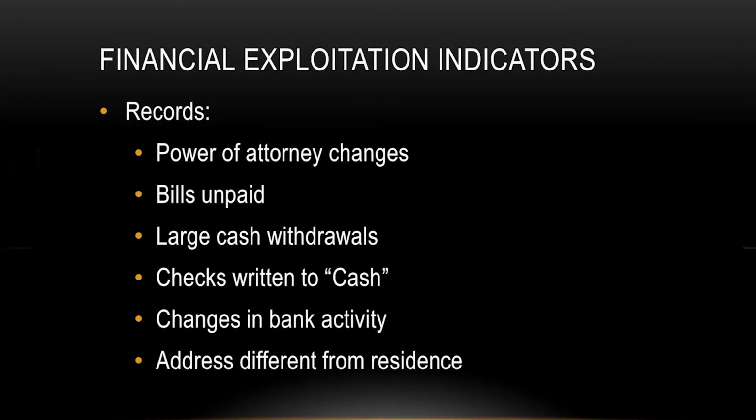This is for the person that knows what they're doing, that is actually taking away from the incapacitated person. And normally the suspects are family, close friend, or the caretaker. So these are some paper indicators that financial exploitation is going on. If mail has been changed and it's now going to a different address, and that address is not where the adult resides, that's usually a pretty big red flag that something is going on.